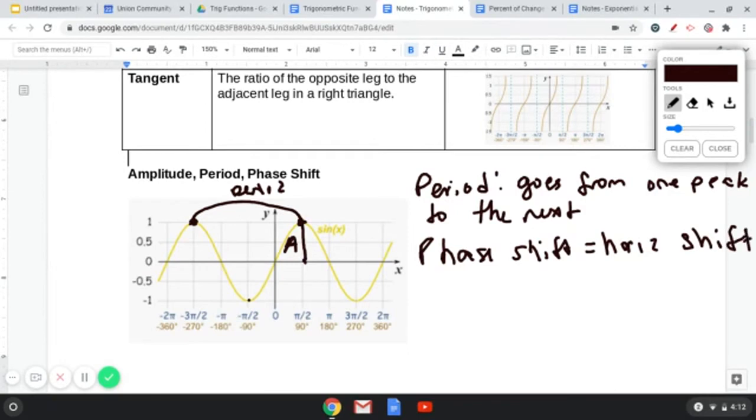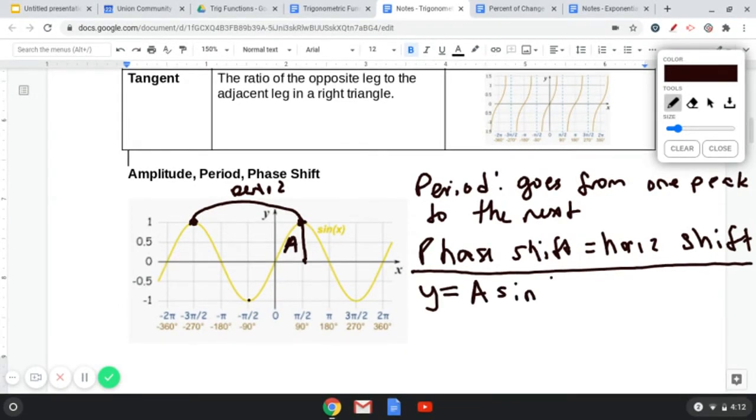So shifting left and right. All right, and lastly, fun thing about amplitude, period, and phase shift is that we can determine each of these just given a function. So you'll see something that looks like y equals a sine or cosine of bx plus c. And then sometimes you'll see a plus d out here.